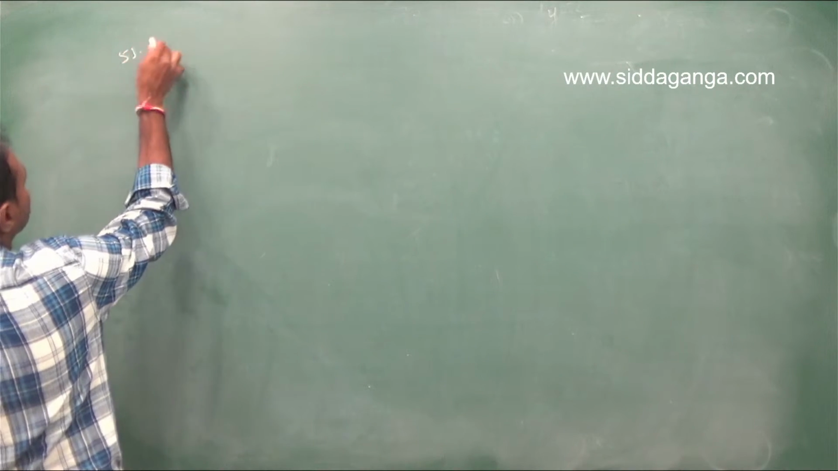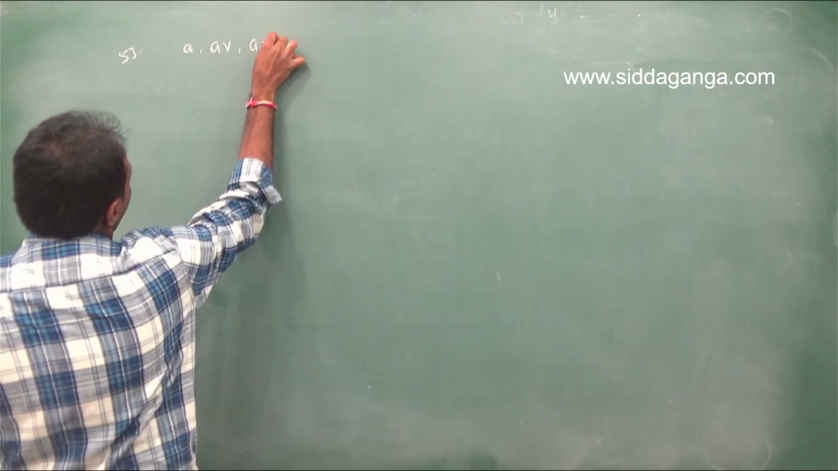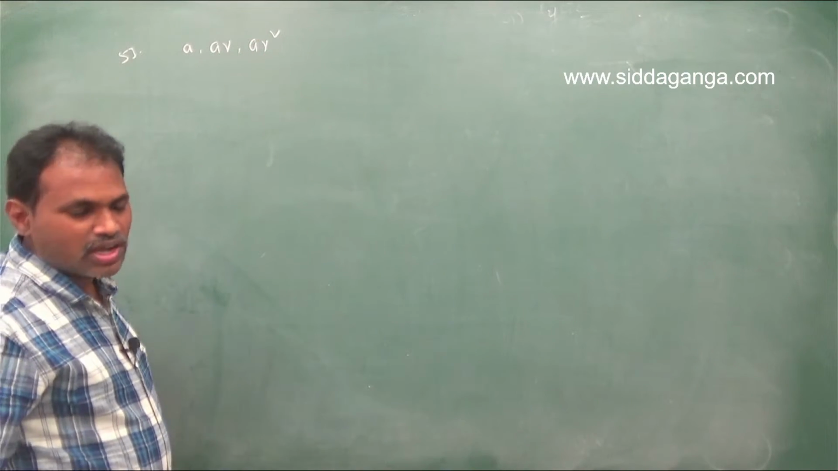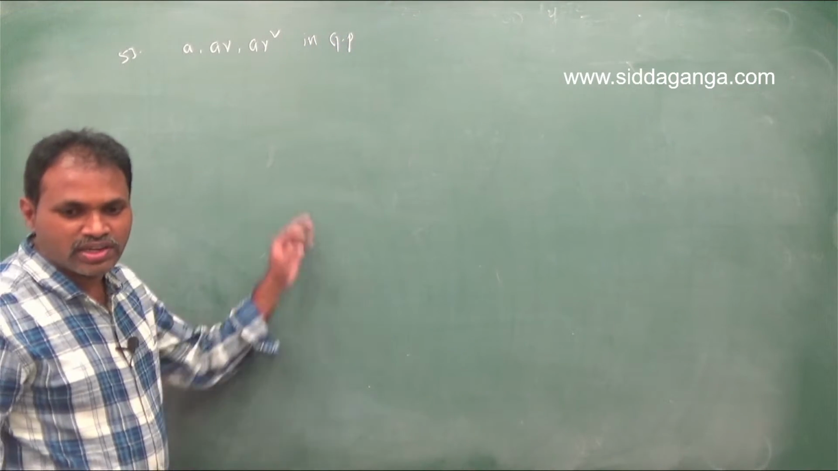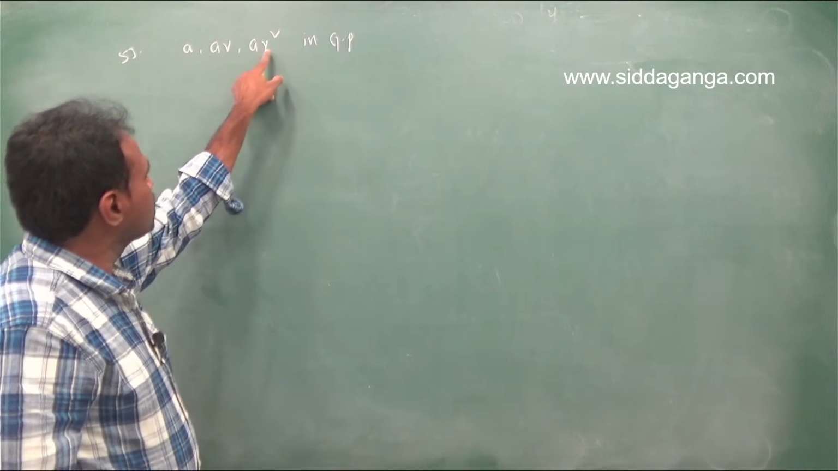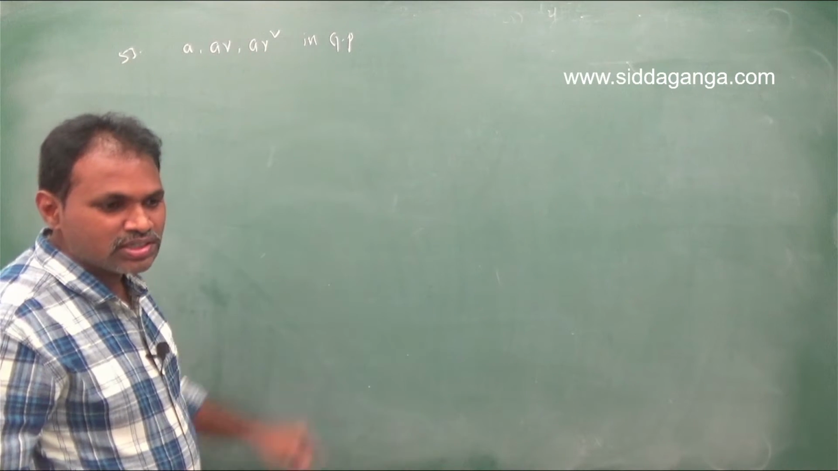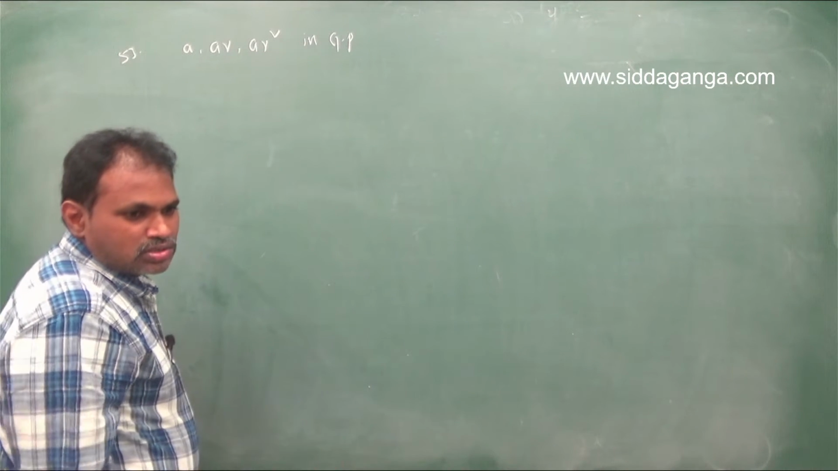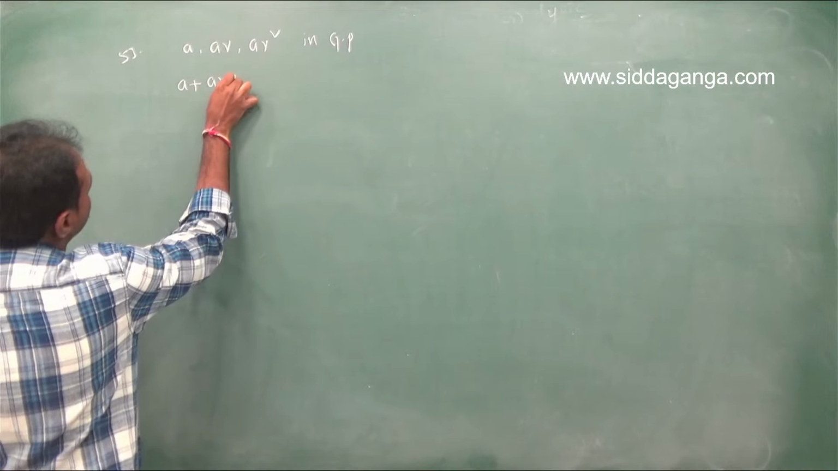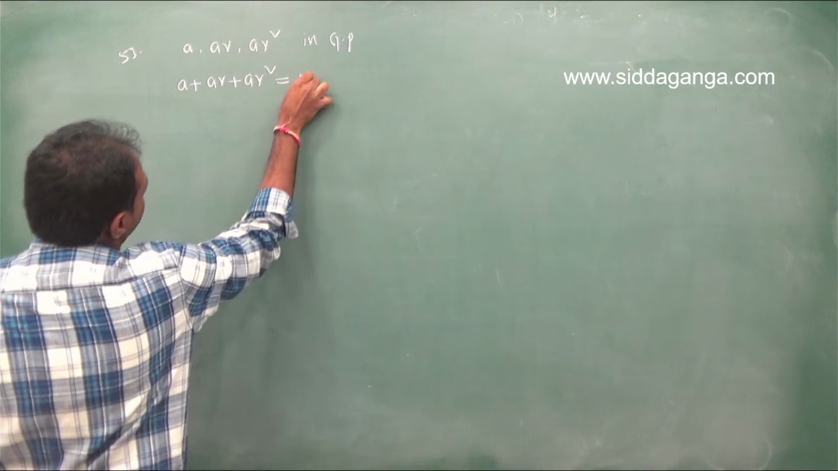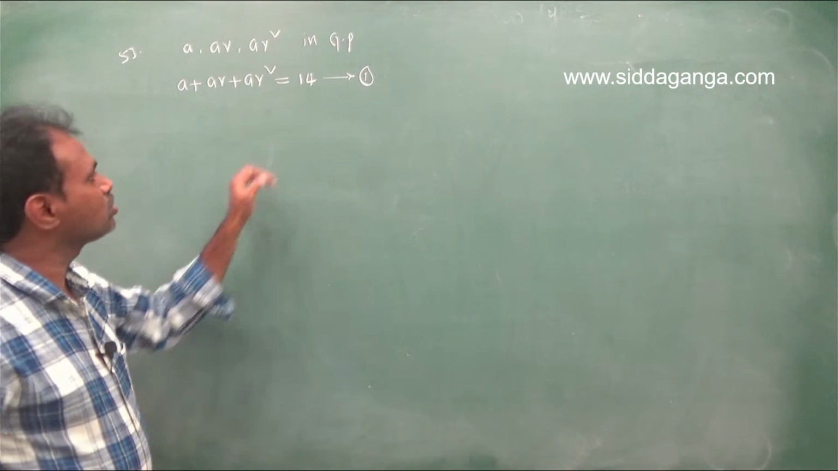Now, three numbers in GP: those are A, AR and AR square. A, AR, AR square are in GP, because AR by A is R and AR square by AR is R. Therefore the common ratio is the same. Now the sum of three numbers in GP is 14, that is A plus AR plus AR square equal to 14. This is equation number 1.